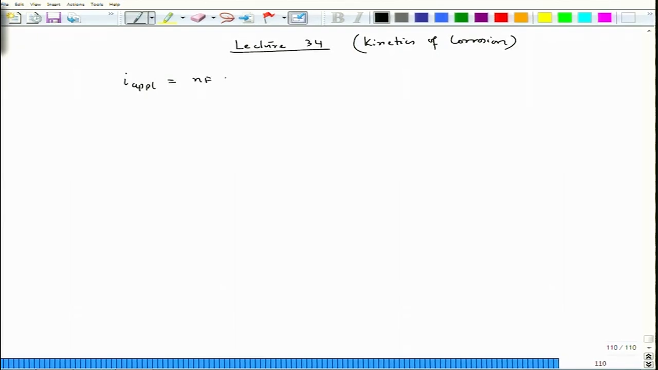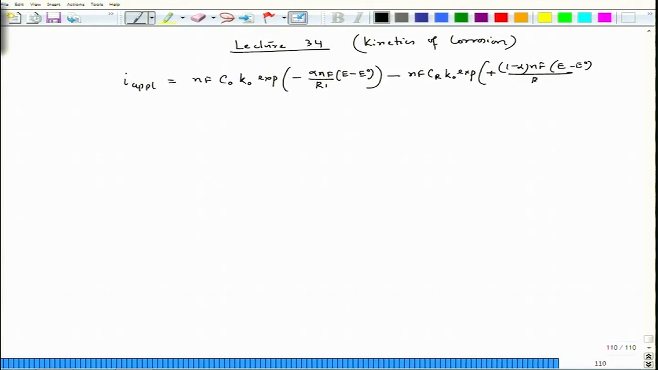Butler-Volmer equation, which is nF C_O k_0 exponential minus alpha nF (E minus E_0) by RT, minus nF C_R k_0 exponential (1 minus alpha) nF (E minus E_0) by RT. This is Butler-Volmer equation.